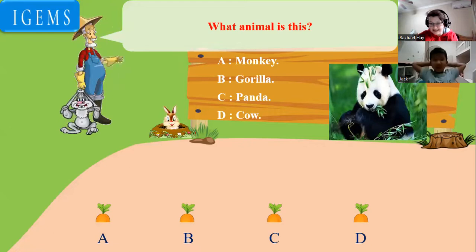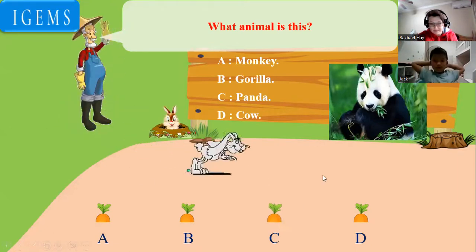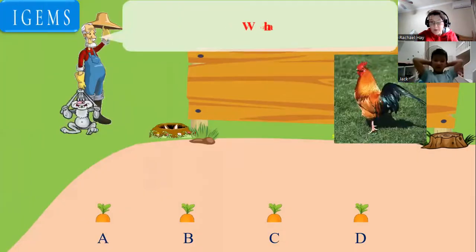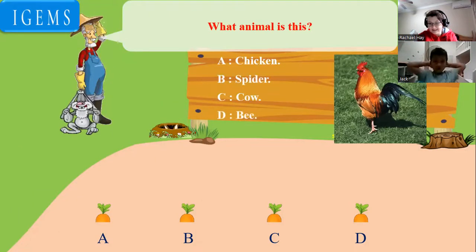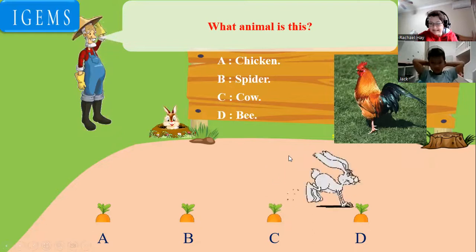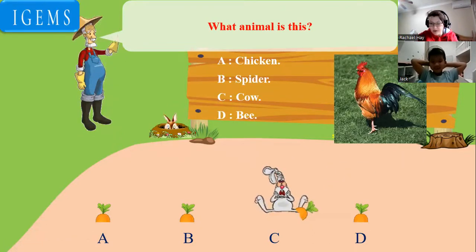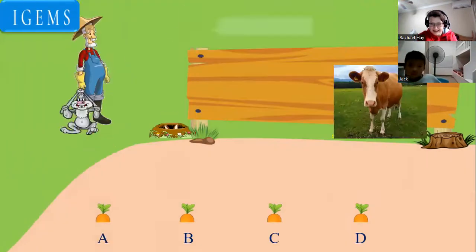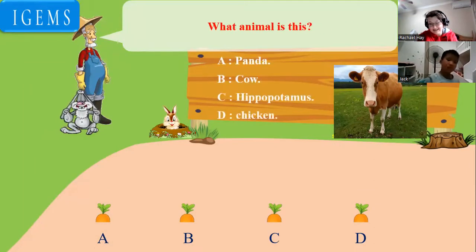So what animal is this? Yay! What animal is this? That's not a cow. Oh no! What is this? Oh, it went back. What animal is this? Cow. It's a cow. So it's B.